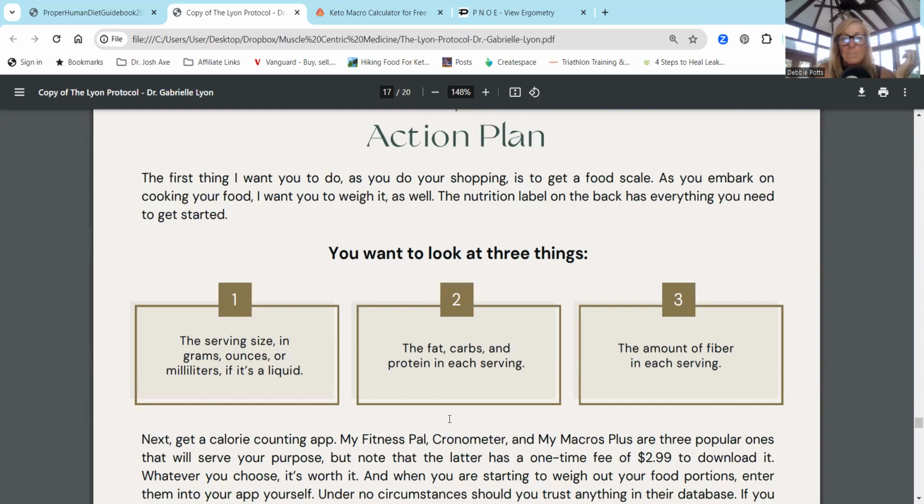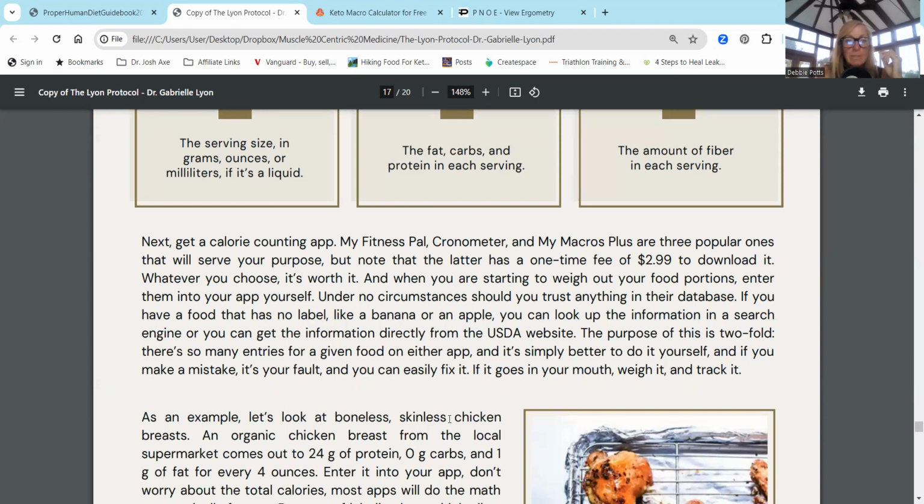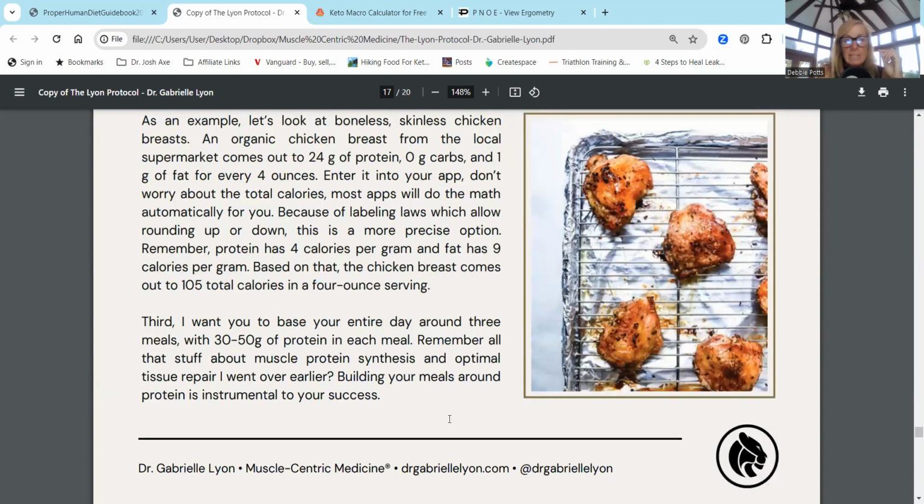The action plan. First thing you want to do, figure out what your meal planning is, cooking your food, having it ready to go, being organized. Serving size, the fat, carbs, and protein each meal, the amount of fiber she talks about. So you can go to Dr. Gabrielle and get her new book, Forever Young. Go to her website, and then she has an email list that she sends out, this 30-gram meal plan, and she has tons of recipes in the book. Like half of it is meal plan and then exercises.